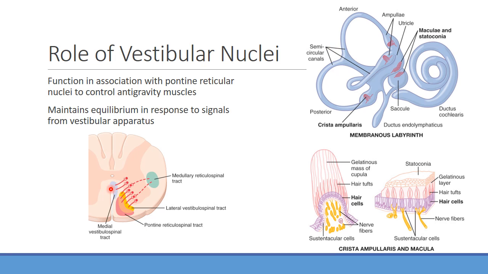So you can see there's a medial vestibulospinal tract, and there's also a lateral vestibulospinal tract. So both of these are going to be useful for helping me, if I start to tip over, I'm going to notice, hey, I'm going out of equilibrium. It's going to help me to properly contract and relax the correct muscles, so that way I can maintain my balance, right?